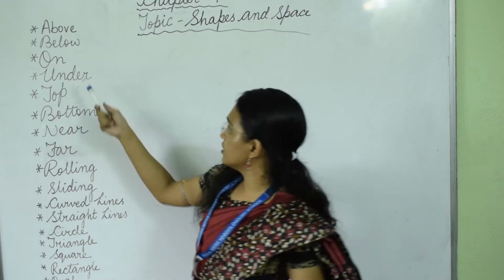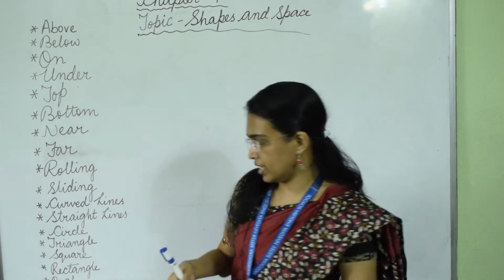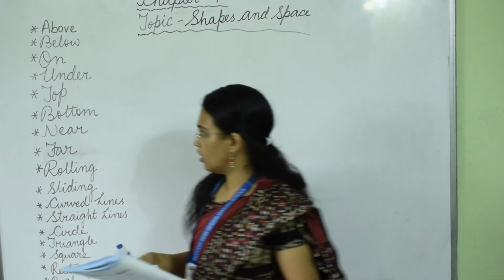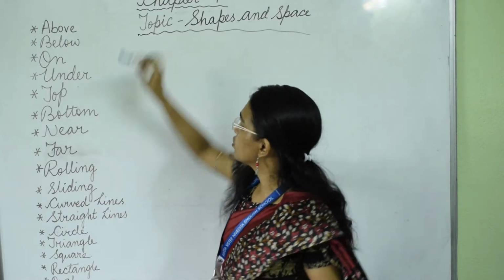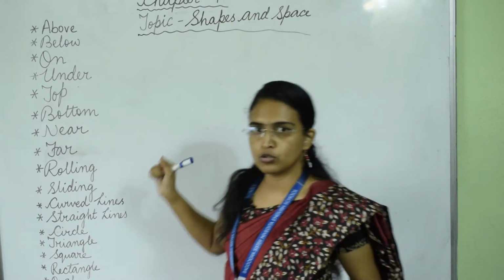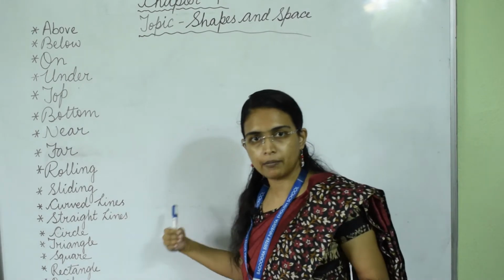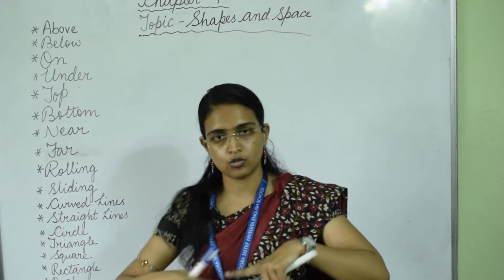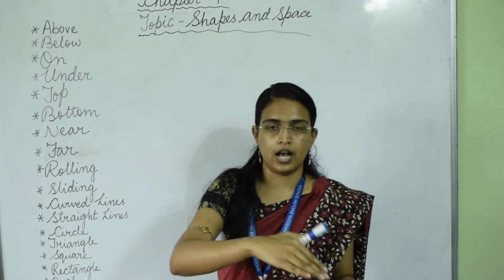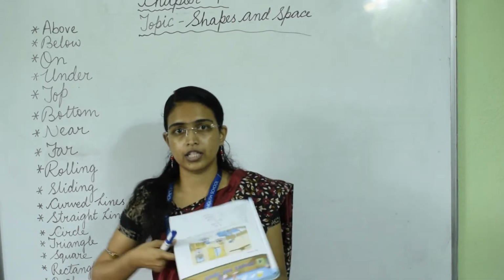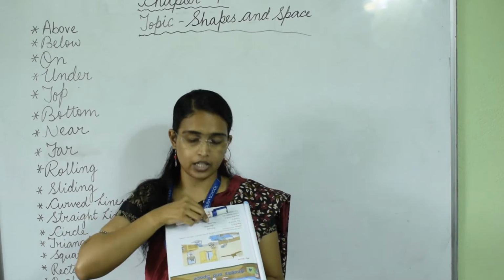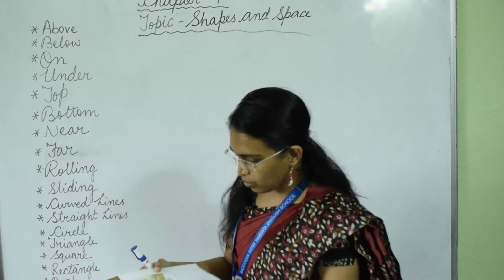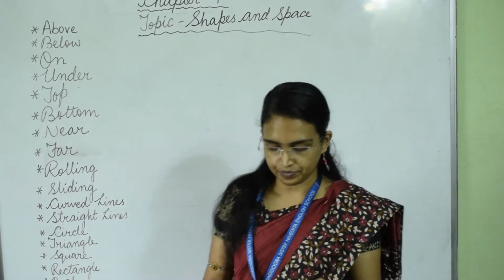Now after this, under. The book is under the chair. Under means bhitar or under. Now after that, top means upar, bottom means niche, near means samne, and far means dur. Roll means ghum ke gir jana, that is rolling. And sliding means, as I have shown you, when I put the duster here in the slanting area, it doesn't roll, it slides. Okay. So now we will do this exercise from your book.